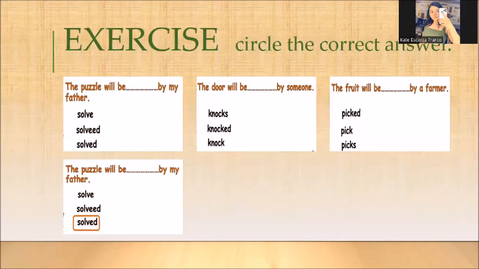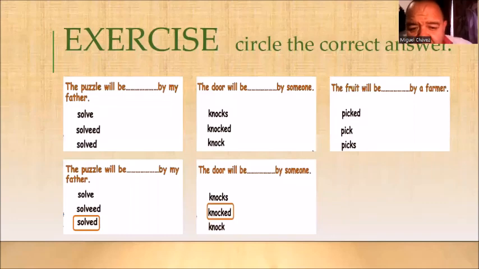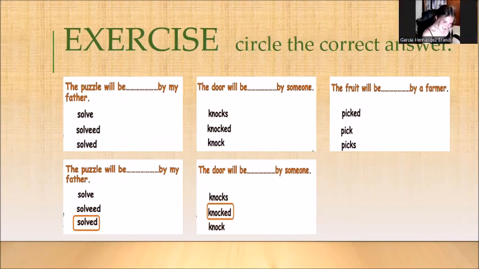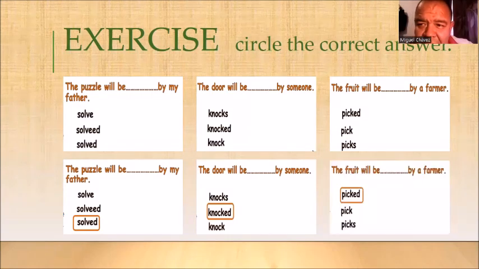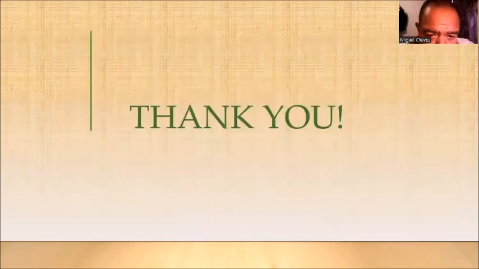The door will be knocked by someone. Exactly. Okay, thank you. Knocked by someone. Thank you. Okay. The last one, please. The fruit will be picked by a farmer. Thank you, Aaron. Thank you so much. Picked by a farmer. Thanks a lot for your participation.